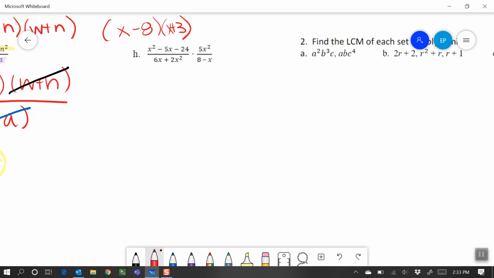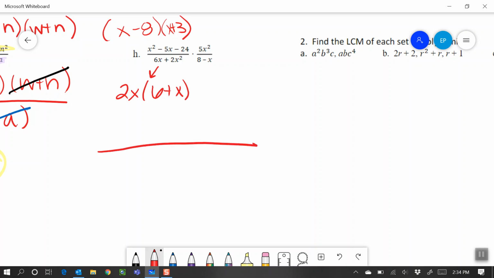5x squared is just 5x squared. And on the bottom here, I don't like the order, but it doesn't really matter. I have a 6x plus 2x, so I'm going to pull a 2x out of both. So on the bottom down here, this is going to be a 2x times 6 plus x. And then I'm just going to rewrite my problem.